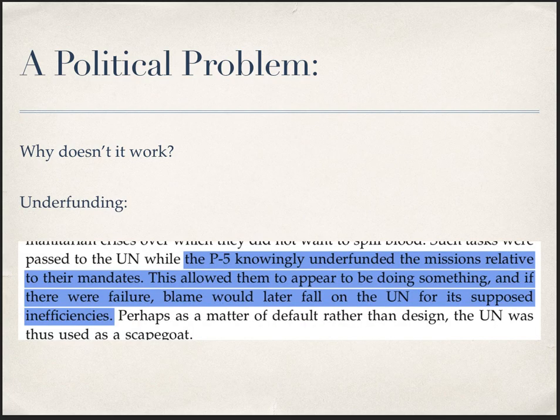First problem is underfunding. The P5, the permanent 5 members of the UN Security Council, that is the United States, the United Kingdom, Russia, China, and France, knowingly underfund their mandates. They want to look like they're doing something, but if there's a failure, right, they can blame the UN for its supposed inefficiencies. This is just a way for us to mitigate our losses, look like we're doing something without really doing something.